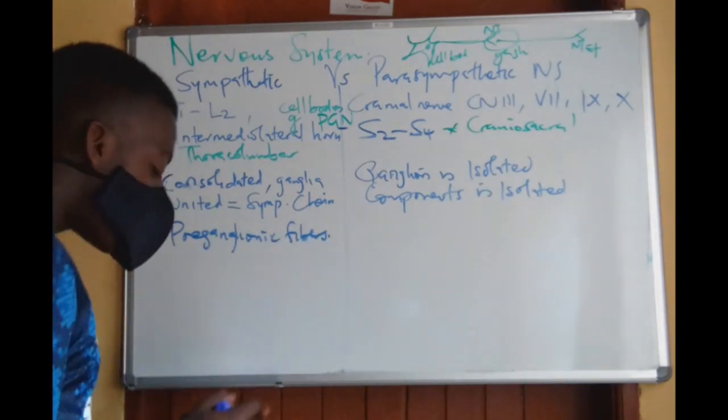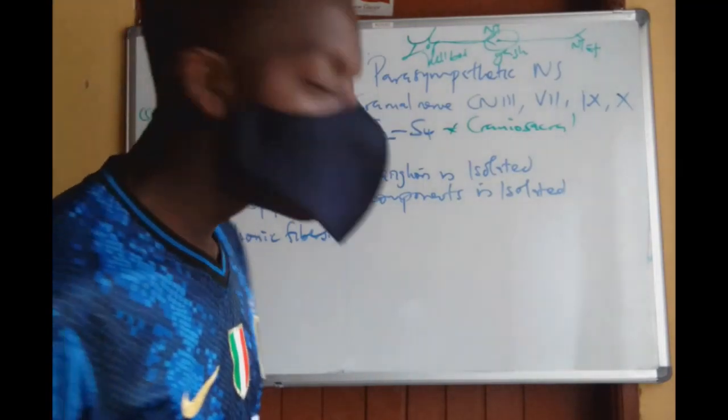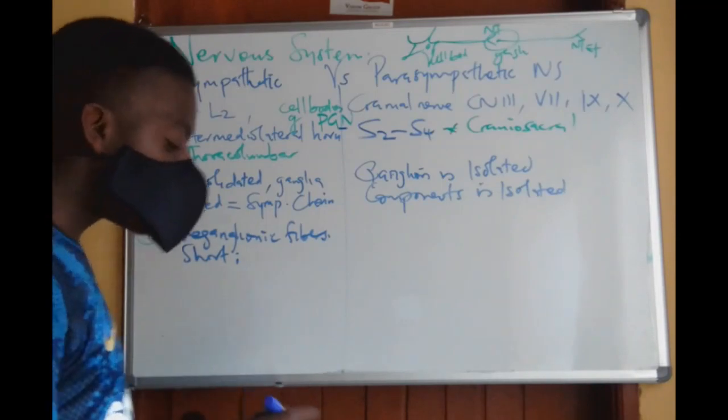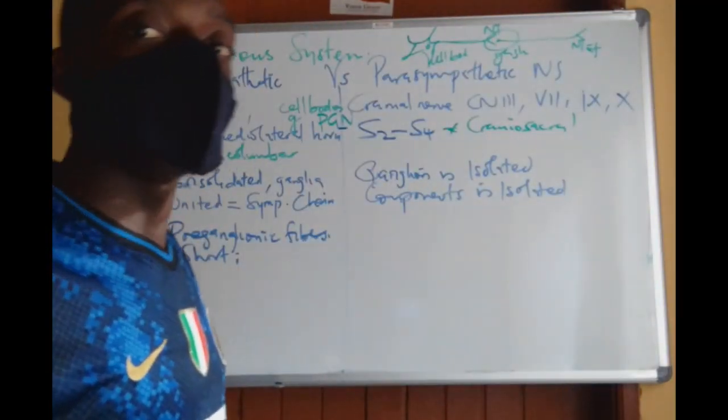Preganglionic fibers are myelinated; that is true for both. And they are short in the sympathetic system. Why are they short? Because this thing at the thoracolumbar level is too close to where the ganglia are located. You get it? Because the ganglia are paravertebral.